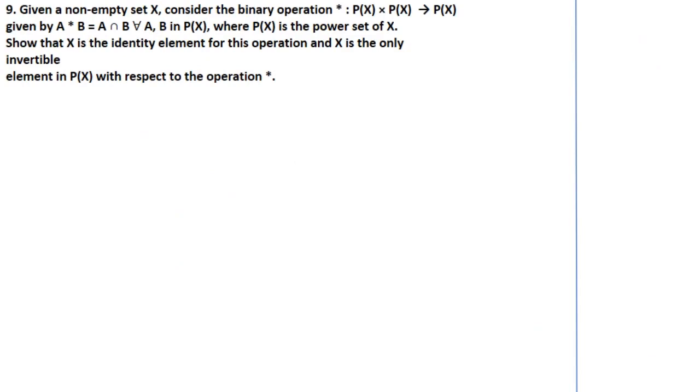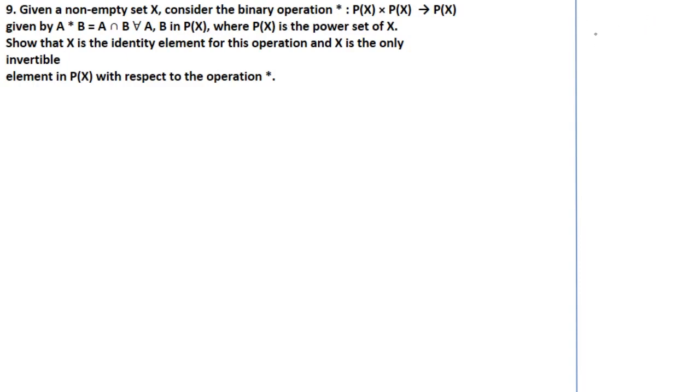Now friends, coming to question number 9, it is given that a non-empty set X, consider the binary operation star, that is from P(X) cross P(X) to P(X), given by A star B is equal to A intersection B for all A and B in P(X), where P(X) is the power set of X.